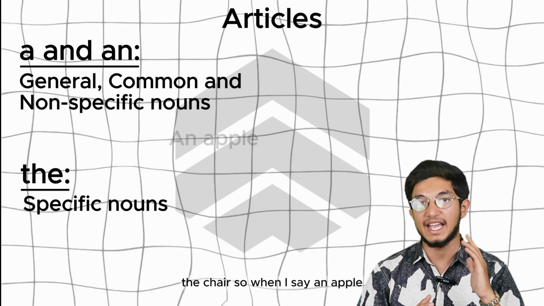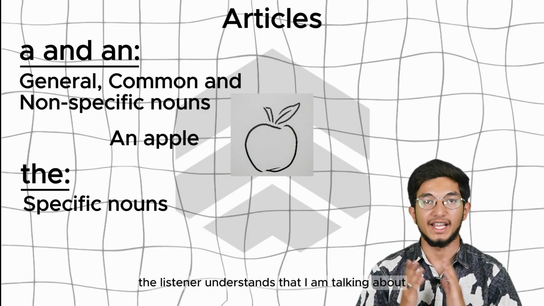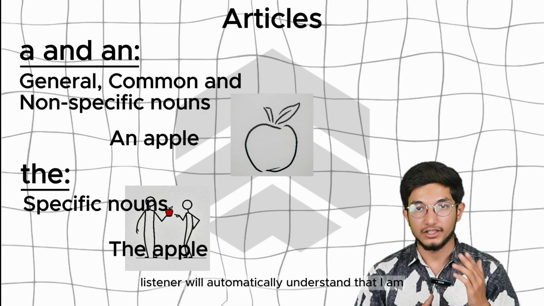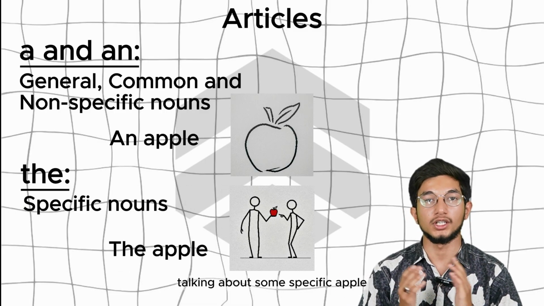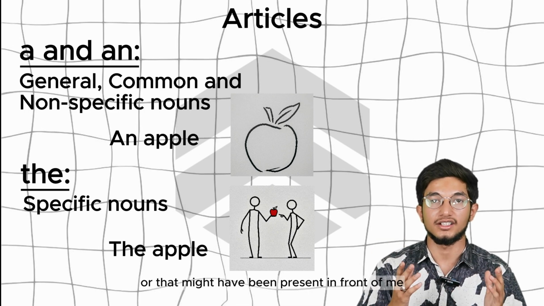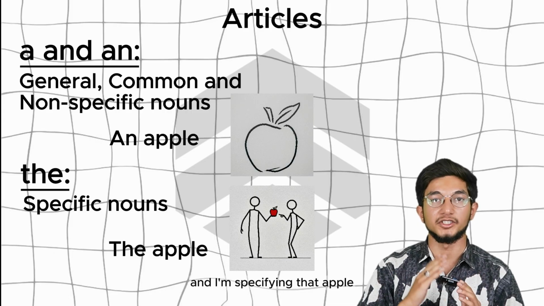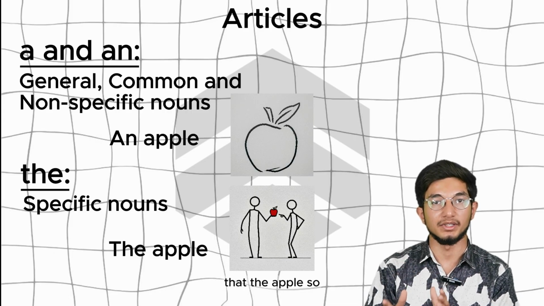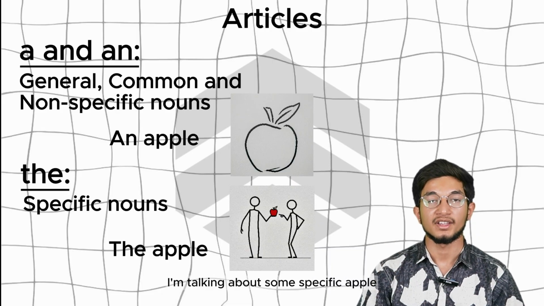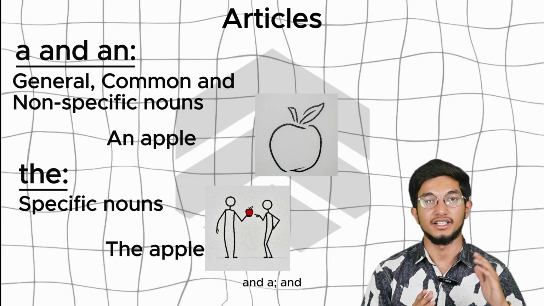So when I say an apple, the listener understands that I am talking about any apple in general. But when I say the apple, the listener will automatically understand that I am talking about some specific apple that might have been discussed earlier or that might be present in front of me. That's why I am specifying that apple, the apple. So the listener will understand that I am talking about some specific apple. So that was the difference between the use of the, an, and a.